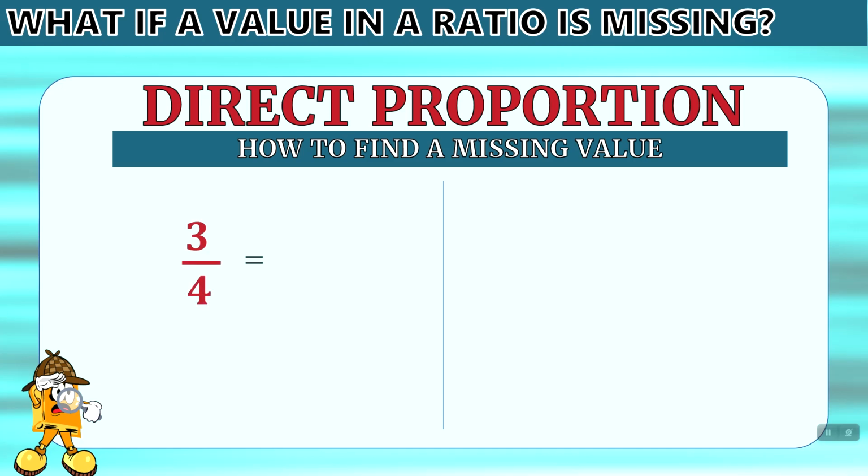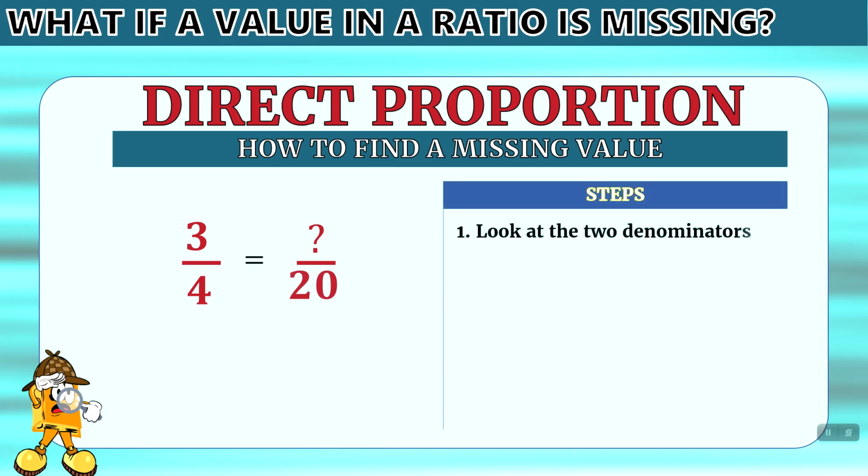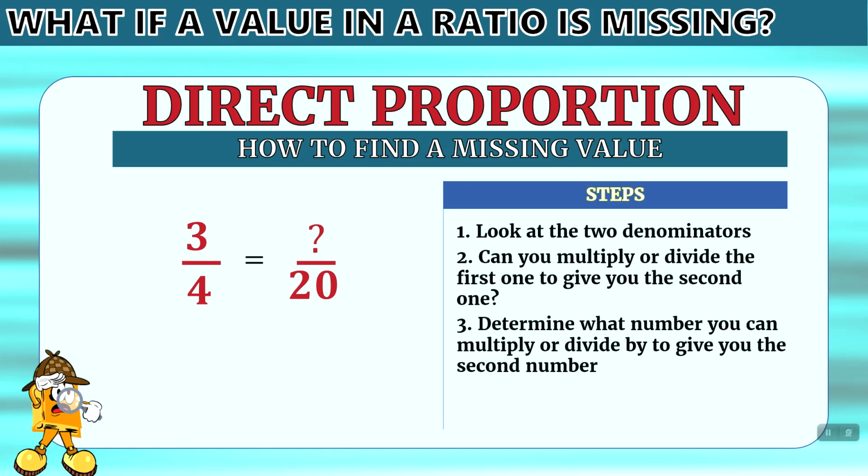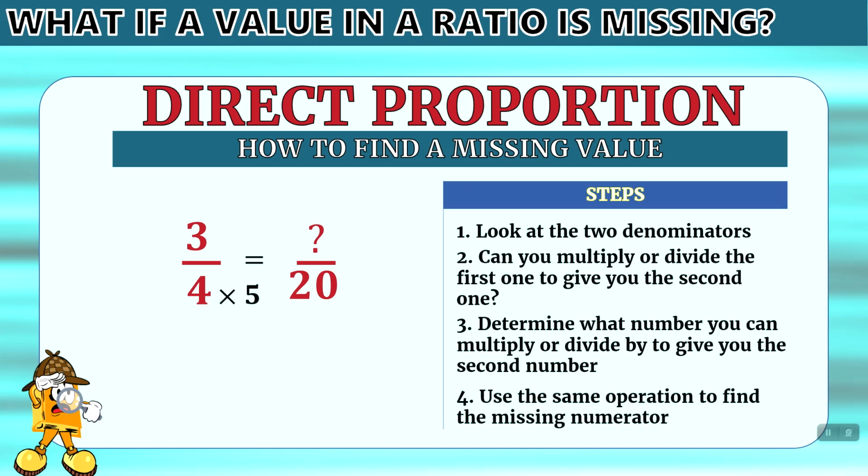3 to 4 is equal to what number to 20? The steps again, we look at the two denominators this time because we have the two denominators listed, the 4 and the 20. And we ask, can we multiply or divide the first number to give me the second number? And if we can, we determine what that number is. Well, I know 4 times 5 is 20, and we use the same operation to find the missing numerator. So 3 times 5 is 15.